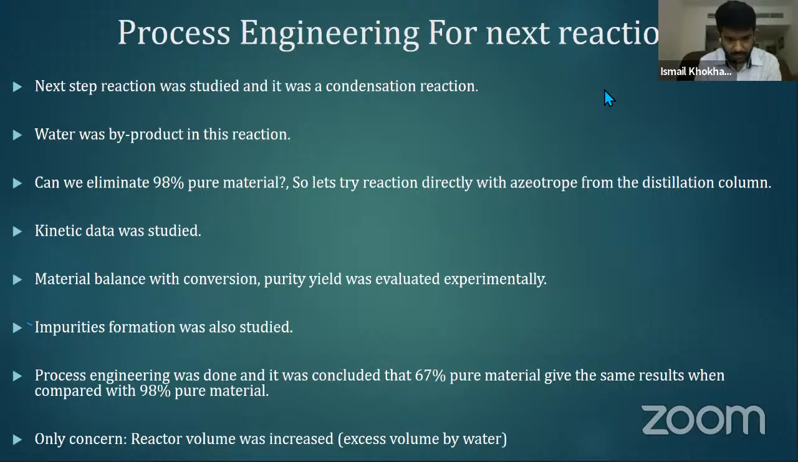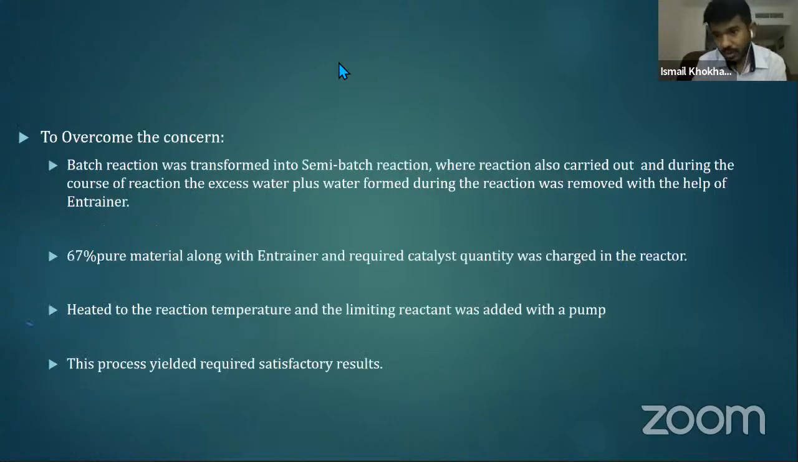So now the only concern was that in the initial process you are using a 98% pure material. Now since you are using a 67% material, which has 33% water in it, the reactor volume is going to increase because of the excess volume by water. So how did we overcome this concern?